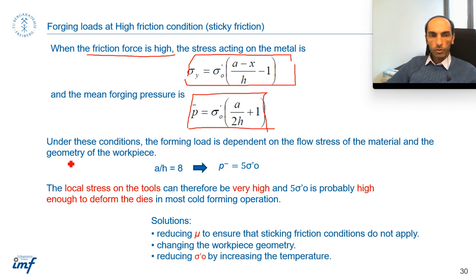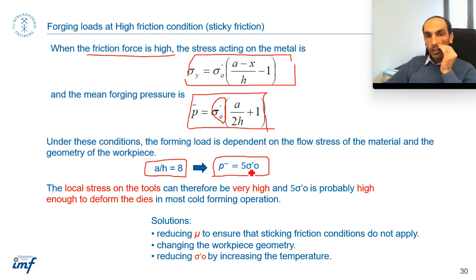and this equation shows that under this condition the forming load is dependent on the flow stress of the material and also the geometry. So in the low friction condition, it was dependent on the geometry and the friction factor, but here it's dependent on the flow stress and the geometry. For example, as you can see, if the A to H ratio is 8, then the forming load could be 5 times the flow stress.